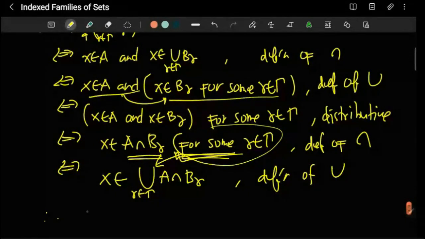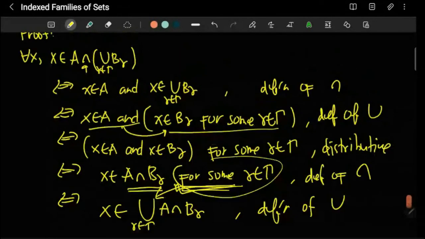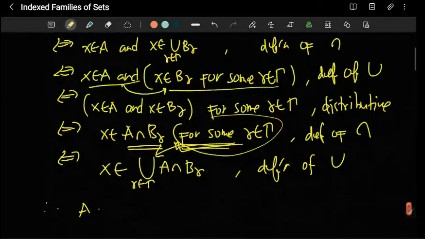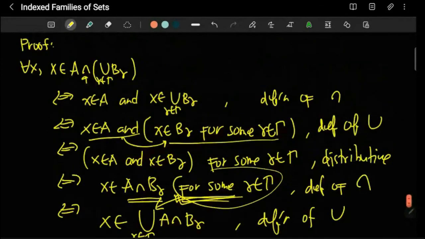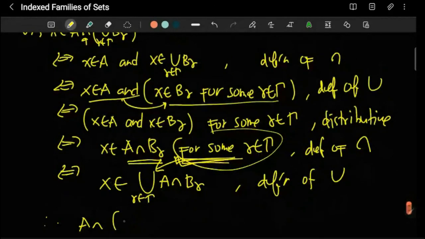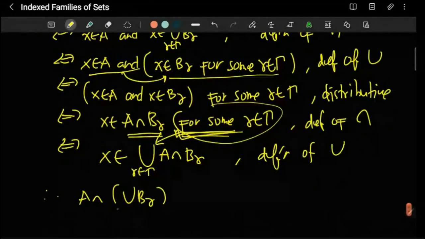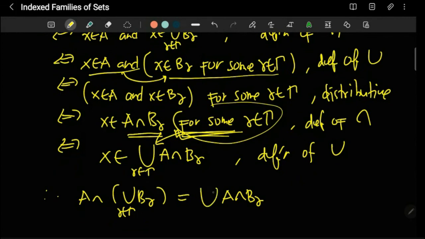Therefore, the set A intersection the arbitrary union, the union of B sub gamma for all gamma in the indexing set, is the same as the intersection of A with each of the sets, and then you get the arbitrary union. And so we're done.